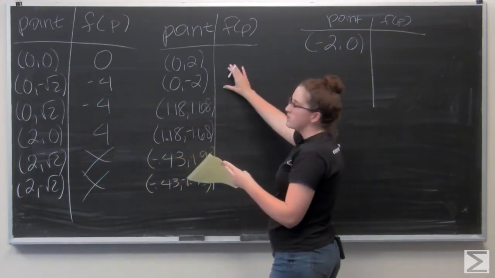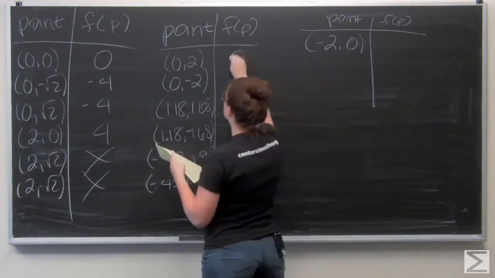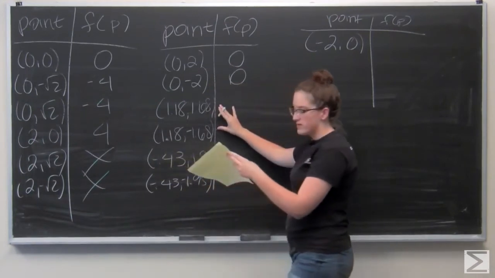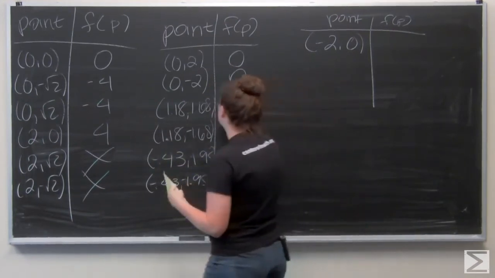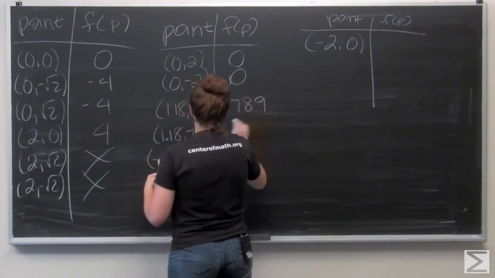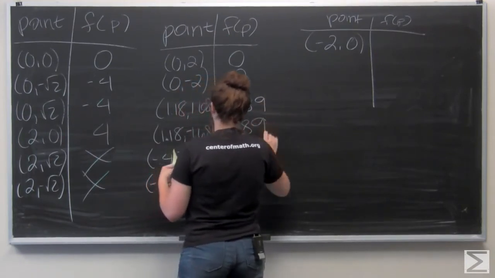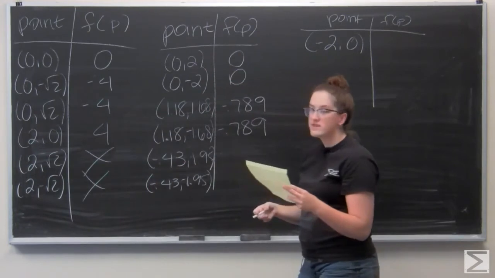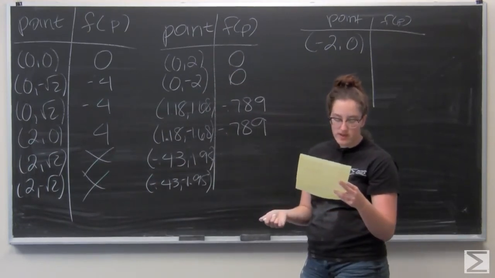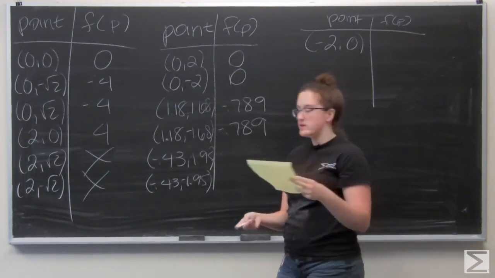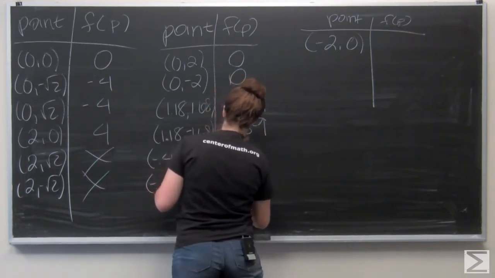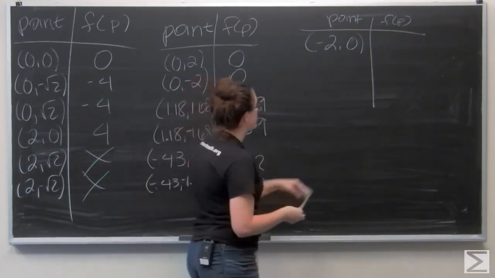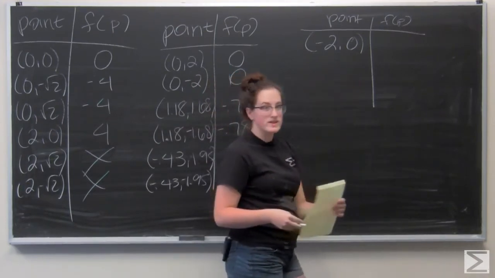And then for both of these points, f equals 0. And for both of these points, leading with 1.18, we get negative 0.789. And then for both of the points leading with negative 0.43, we get negative 0.132. And then for the point negative 2, 0, we get 20.